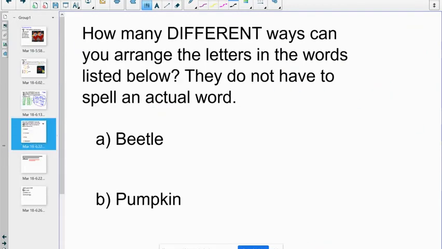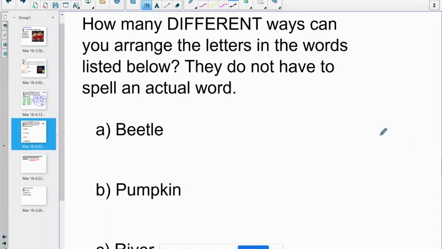Okay, so it's asking something similar. Let's slide that down. Same problem again, where it's saying how many different ways can you arrange the letters in the words listed below? Again, we're not spelling out actual words here, so let's count out. Remember how it's total over repeats.